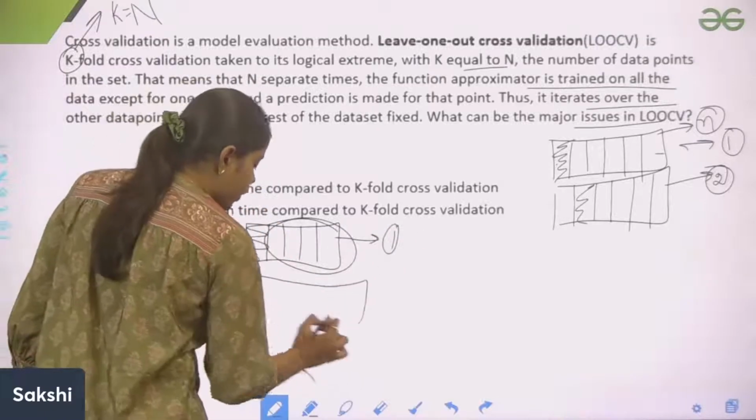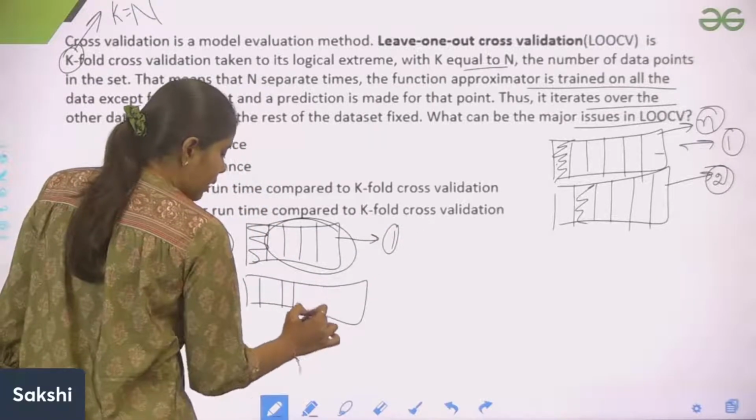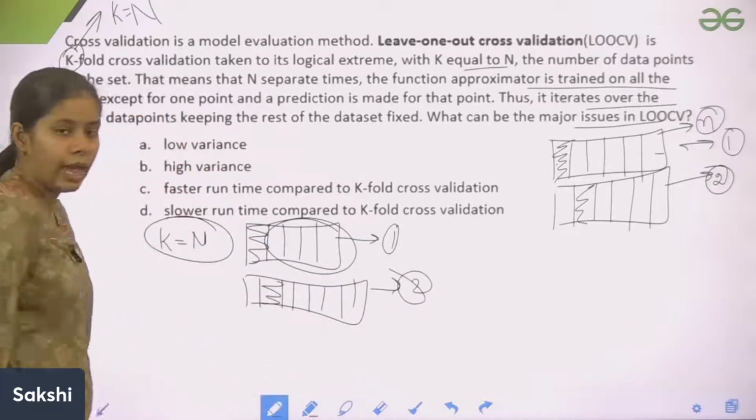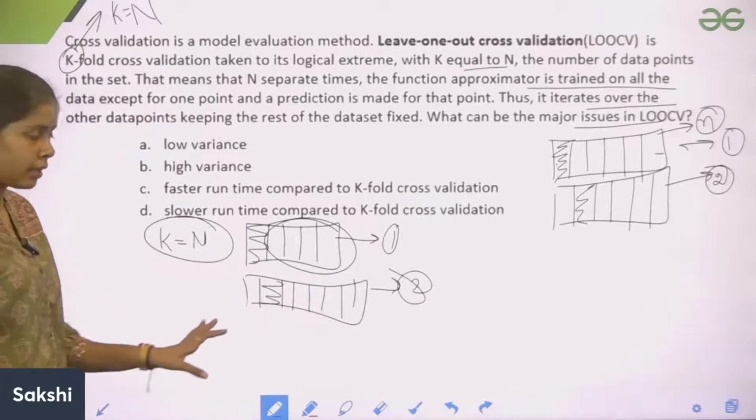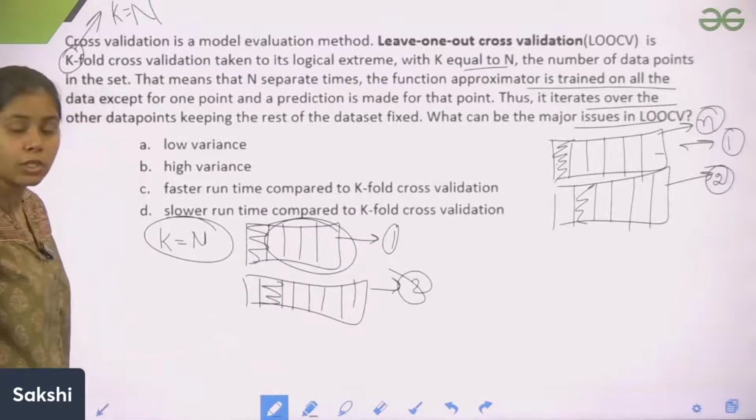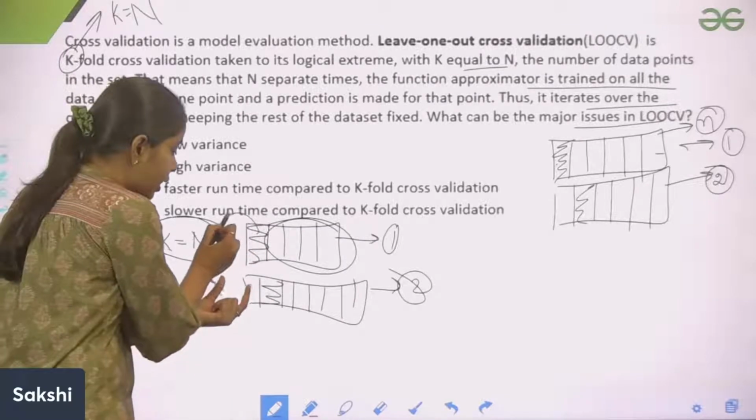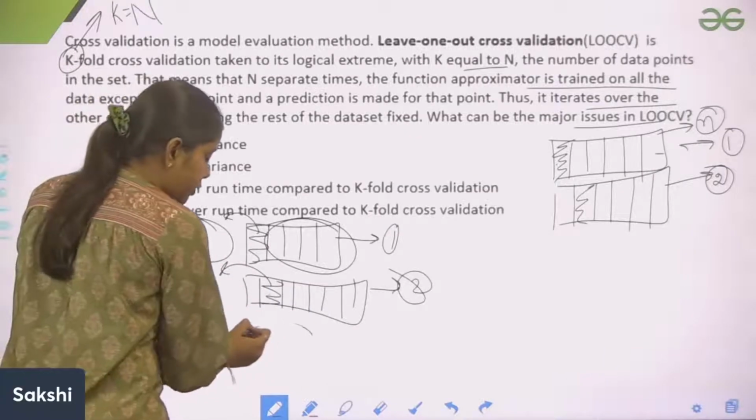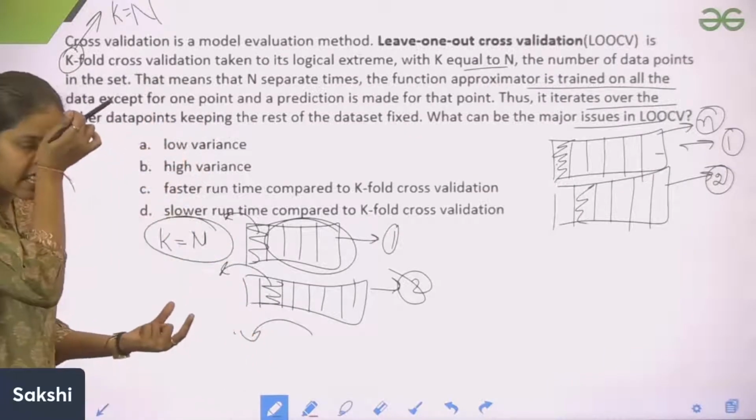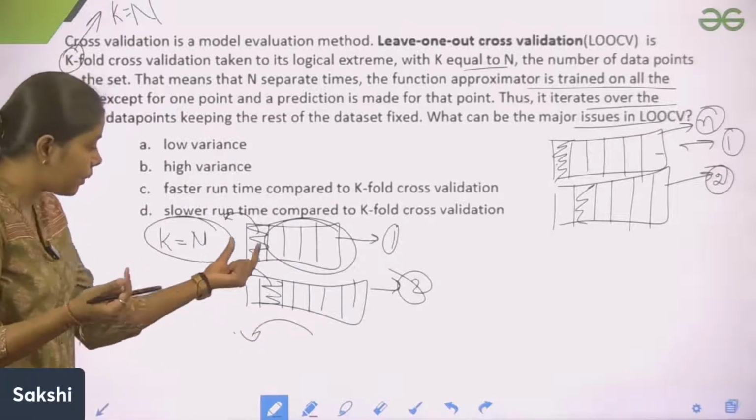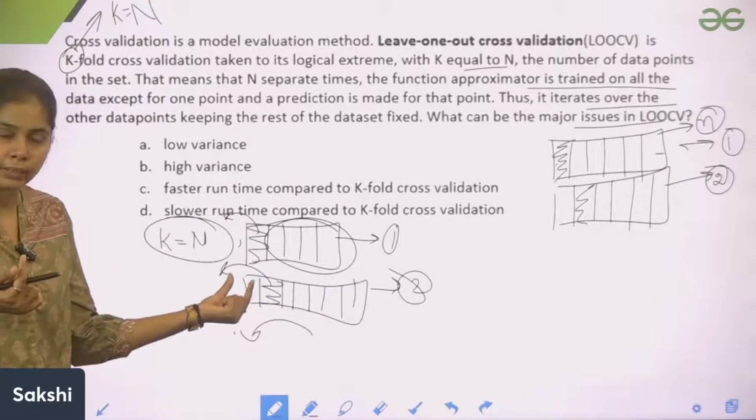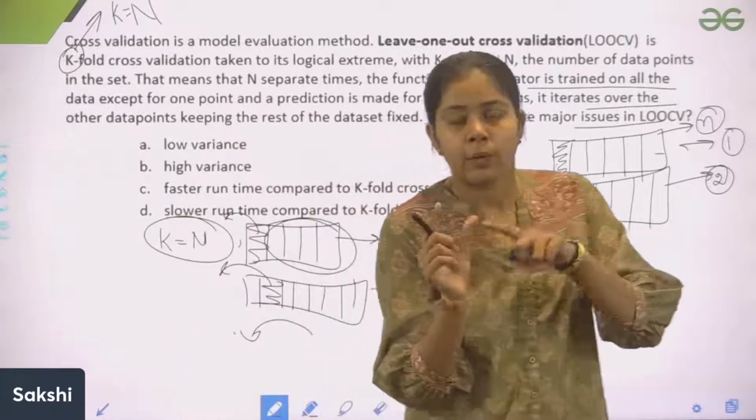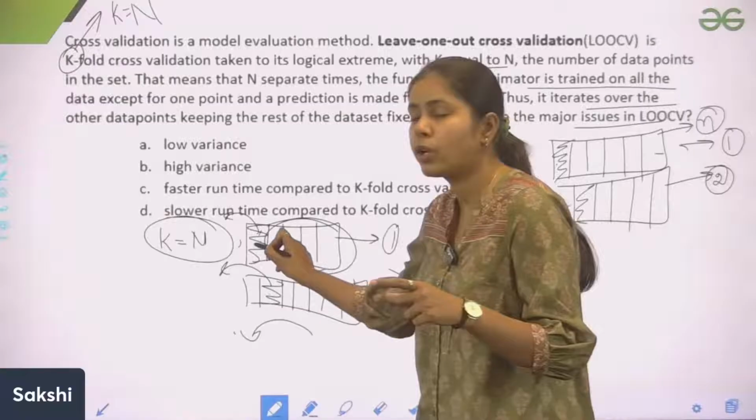Now for the second model, what would happen? I'll leave the second point and train my data on the remaining points. The first point is for cross validation in the first model, the second point in the second model, and the third point in the third. So each model is completely dependent on this particular data point.